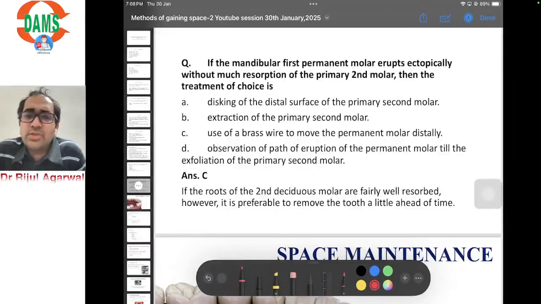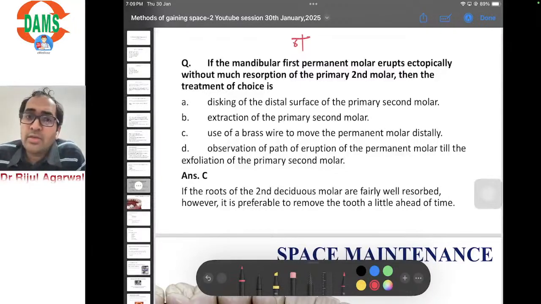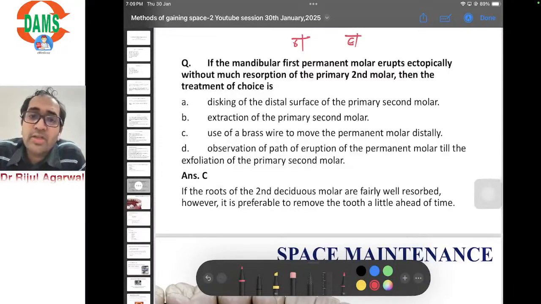Next, a previous year question. If the mandibular first permanent molar erupts ectopically without much resorption of the primary second molar, then the treatment of choice is: the lower 6 has erupted and the lower E is still to exfoliate, and on radiograph we observe that the roots of the E have not much resorbed. Then what will you do? Disking of the distal surface of primary second molar, extraction of the primary second molar, use of brass wire to move the permanent molar distally, and lastly to observe the path of eruption of the permanent molar till the exfoliation of the primary second molar.